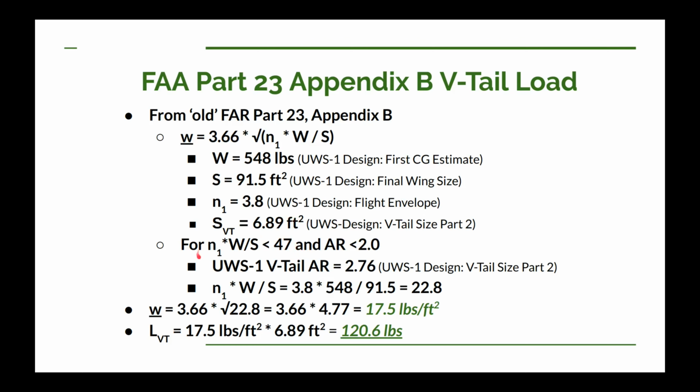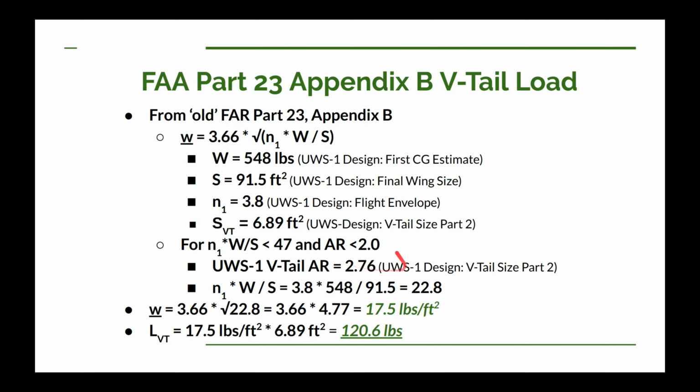And by the way, here is where we have that little determination I talked about up here. If this calculation is less than 47 and our aspect ratio of our vertical tail is less than 2. Now, ours isn't, so that's another thing that we fail on. Ours is actually 2.76. So our tail is a little bit longer and slender than what this is good for. So that's another reason why we're really not going to use this. But we are going to use it as a little sanity check. So it's worthwhile going through it.